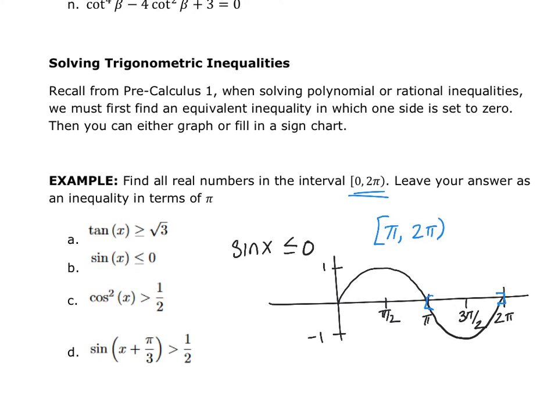So if I think about it in terms of the graph, these are the angles or the x values that give me a negative answer. Now this entire time, what I've been doing is I've been looking at the graph, but I don't have to look at the graph. Let's do it by solving.